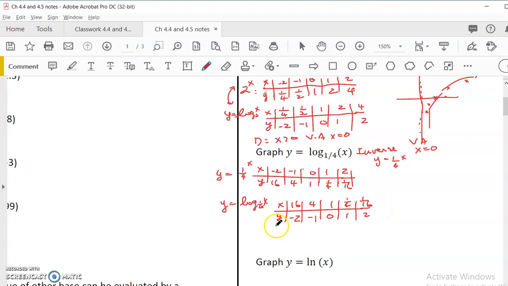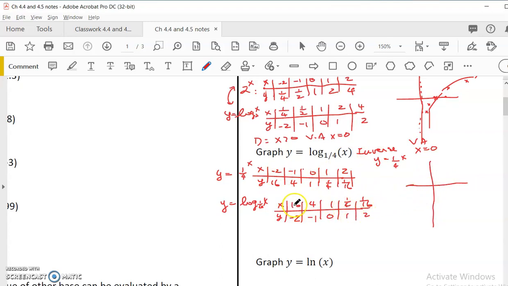Very easy. So it is harder to build this because you really don't know what to pick. How do I know I pick one? I pick 16 and 4. It's harder. So you start off with the inverse function, build a table, switch x and y. So now we're going to graph log base 1/4 of x.